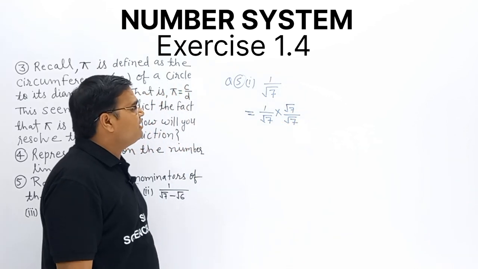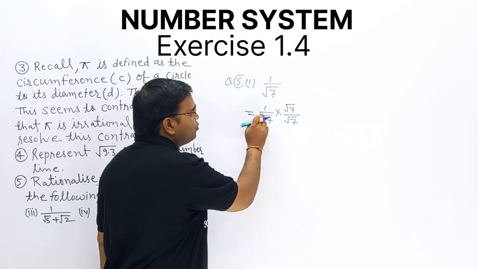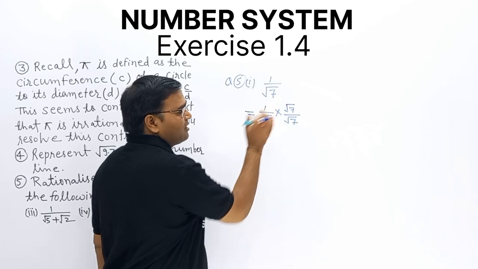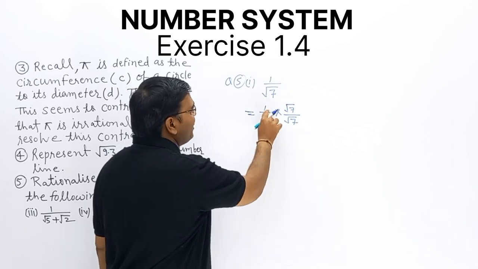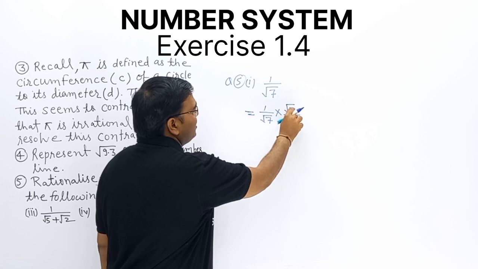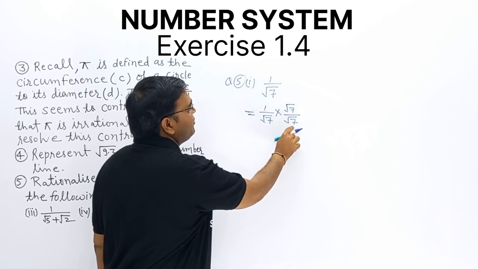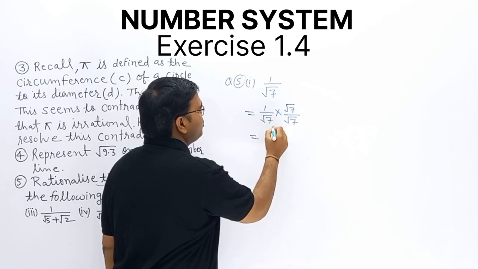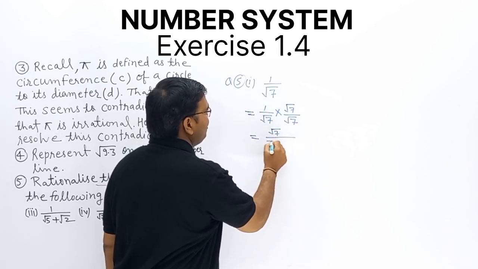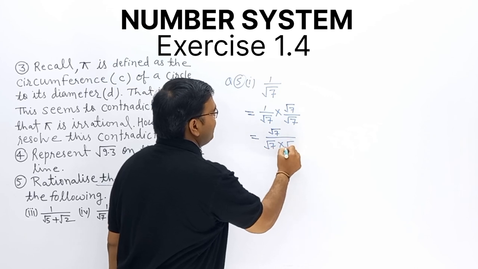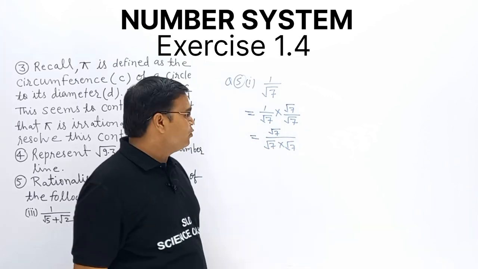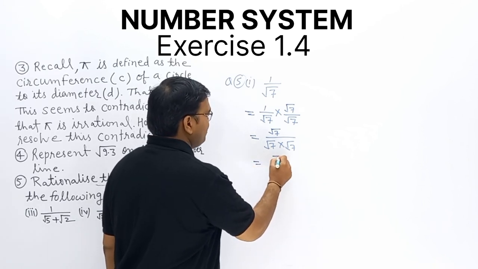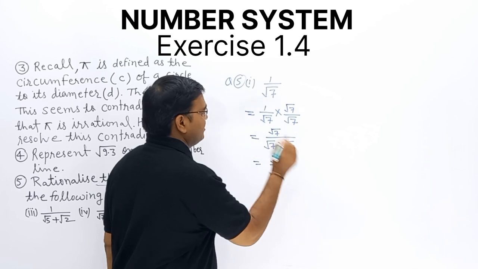So what are we doing there? We want to rationalize the denominator, so we multiply and divide by this denominator. Clear? So 1 by root 7, we multiply by root 7 and divide by root 7. This is the process for rationalization. 1 into root 7 is root 7. Now in the denominator we have root 7 into root 7. Two same roots, so the square root is cancelled, and we get only 7.